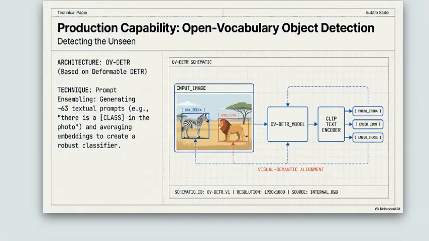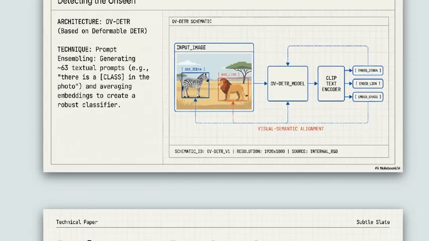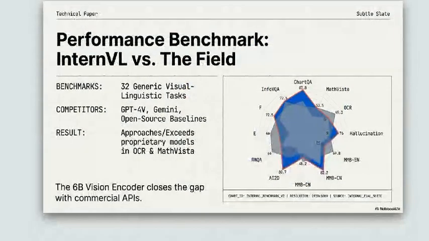I saw the charts comparing it to GPT-4V and Gemini. It approaches or even exceeds them in very specific hard areas like OCR and MathVista, which involves visual mathematical reasoning. Visual math, like looking at a geometry problem and solving it. Exactly. That requires precise detail and complex logic. That is the direct result of scaling the eyes to match the brain. If you can't see the angle clearly, you can't solve the proof.